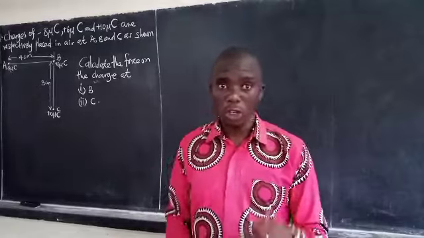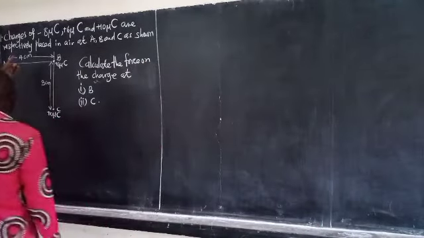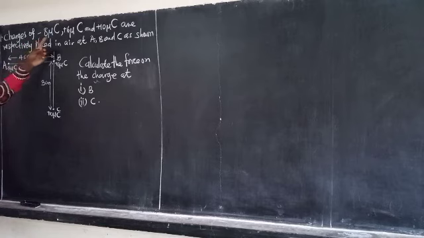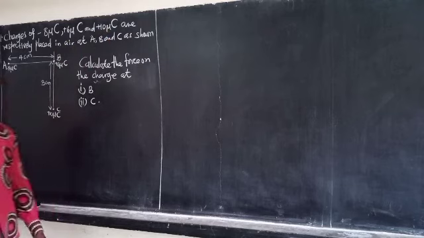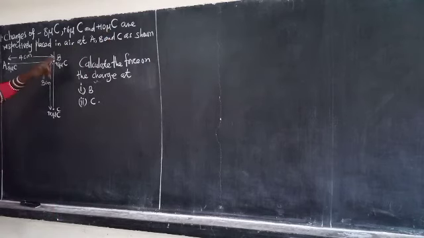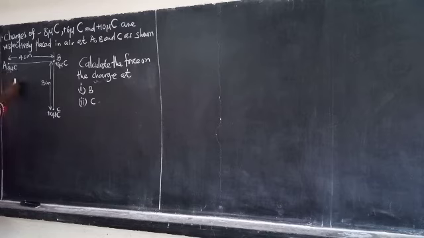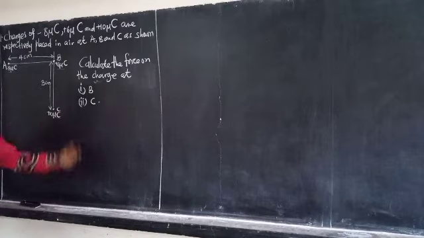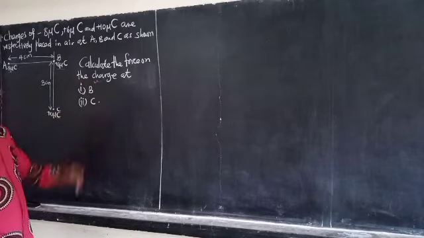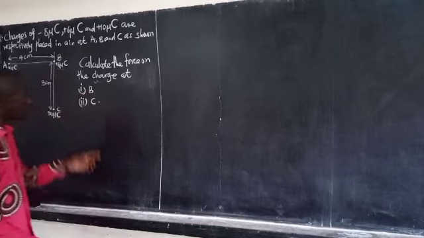Charges of -8 microcoulombs, +6 microcoulombs and +10 microcoulombs are respectively placed in air at points A, B, and C as shown. As you can see, this is point A, the charge is there, and the distance from here to here is 4 centimeters. This is point B, the charge is this, and this is point C, the charge is this, and the distance here is 3 centimeters. Now, the question: calculate the force on the charge at B and on the charge at C.